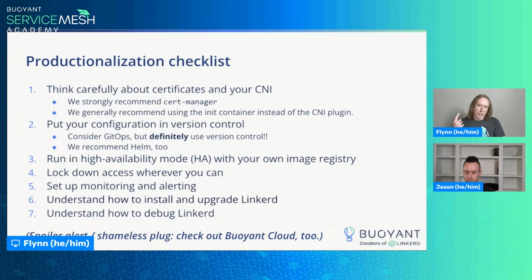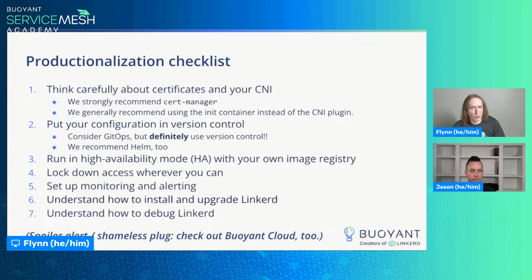I'm going to start with, think about your certificates, think about your CNI. And you know what? We'll get to that a little bit later. I don't need to talk about those particular bullet points. Put your configuration in version control. This is critical for knowing what is actually running in your production cluster. Yes, you could do GitOps all the way, but honestly, you don't really have to. There's other stuff you can do there that will get you some of those benefits.